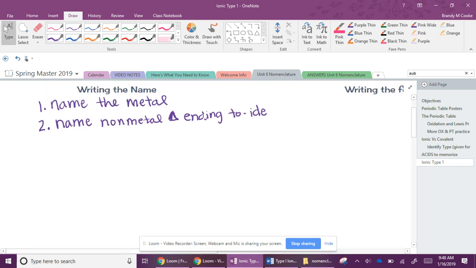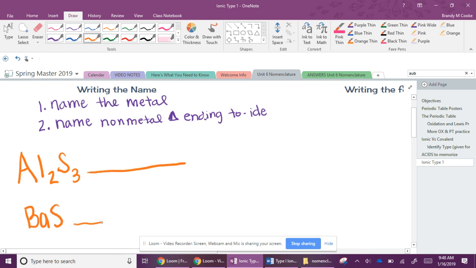Let's say I have Al2S3. Let's just do these two. Okay, so Al2S3. Again, I name the metal first. And Al is aluminum. And then we name the nonmetal, but change the ending to IDE. So I know that this is sulfur, but sulfur is going to become sulfide. So aluminum sulfide.